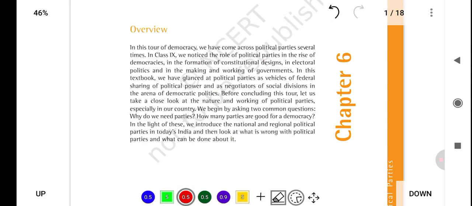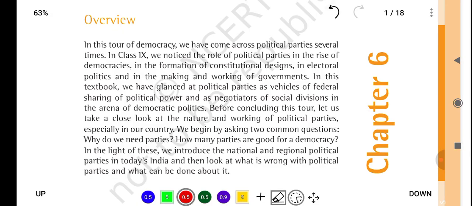So let's see what is the overview of this chapter. In this tour of democracy, we have come across political parties several times in class 9th. We notice the role of political parties in the rise of democracies, in the formation of constitutional designs, in electoral politics, and in making and working of governments. In this textbook, we have glanced at political parties as vehicles of federal sharing of political power and as negotiators of social divisions in the arena of democratic politics.